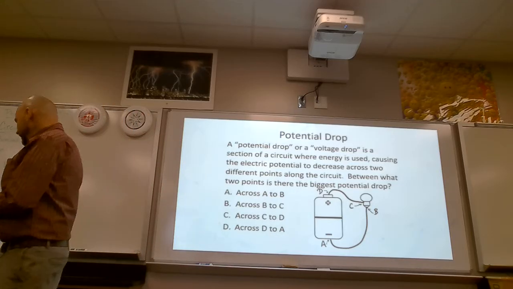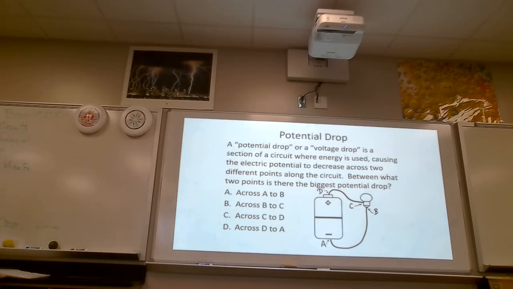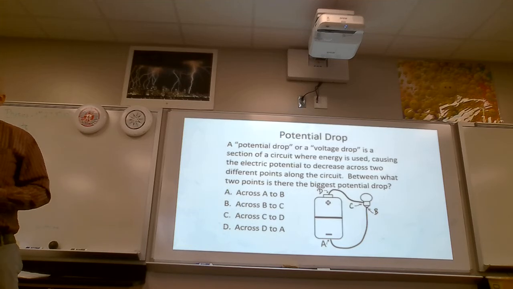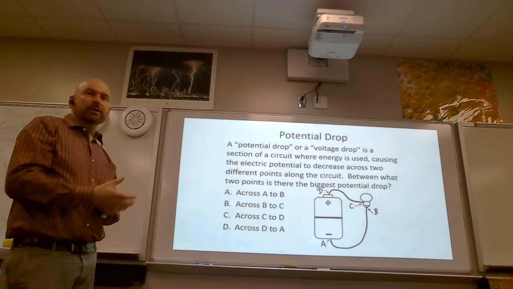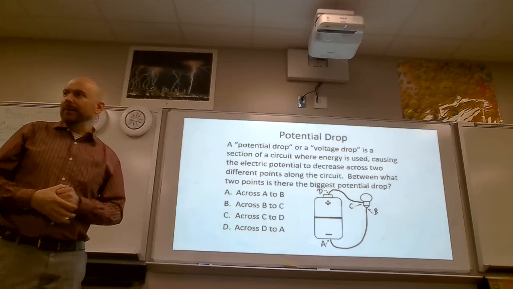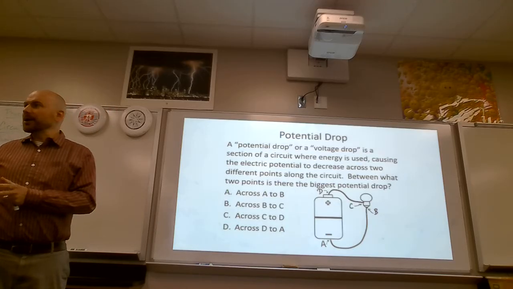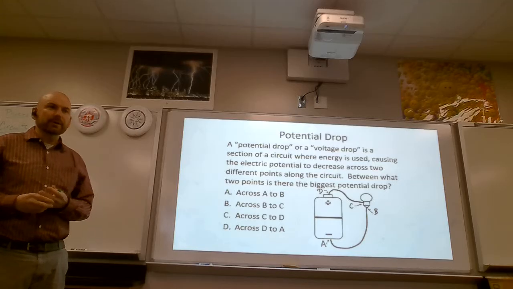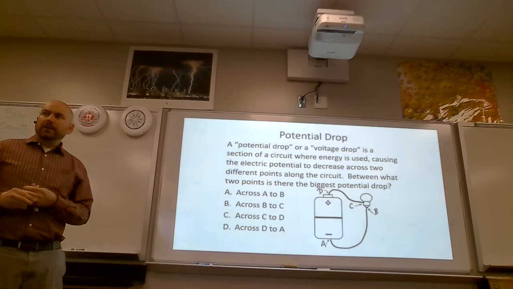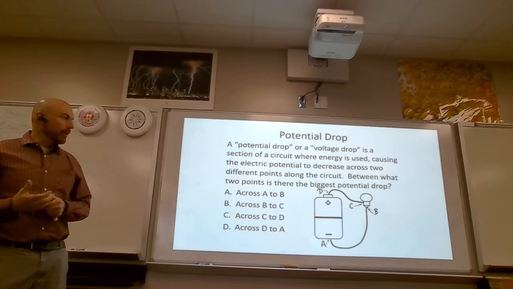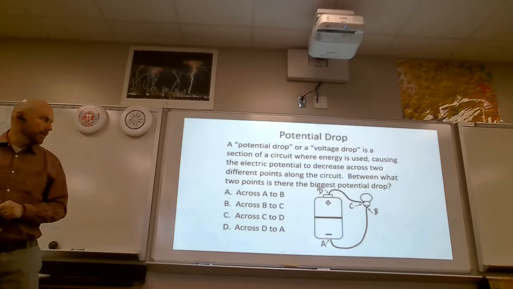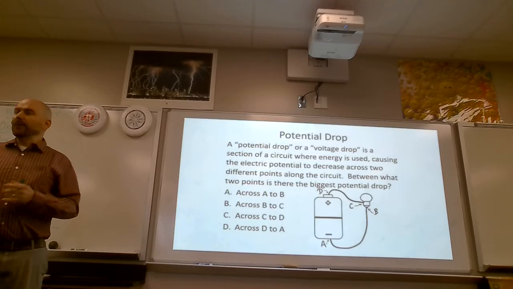Here's some terminology here. Potential drop or voltage drop is part of the wire that takes energy away. So voltage talks about energy per electron and the change in that. So it's like what part of the circuit is taking energy from the electrons and converting it into some other type of energy. That would be primarily the light bulb. So across B to C, that would be your voltage drop.